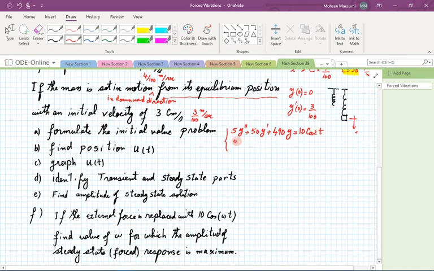Together with y0 is 0 and y prime 0 is what we got here, which is 3/100. Okay.